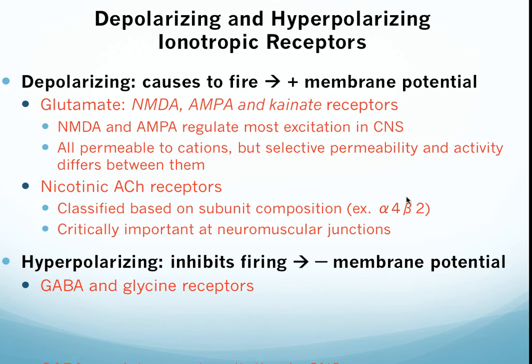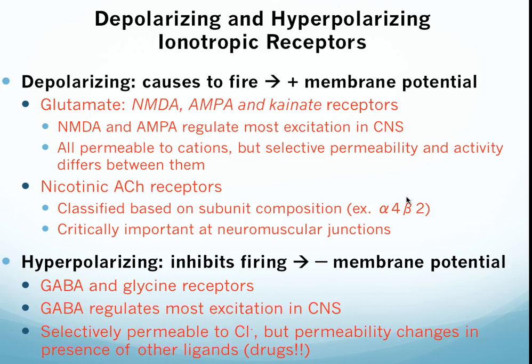So GABA and glycine are the big ones, okay? In the central nervous system, it's really GABA. Glycine is more active in the periphery. And the reason, of course, that these are hyperpolarizing, right? Unlike the glutamate receptors that allow the passage of things like sodium and calcium, the GABA receptors, okay, the major inhibitory neurotransmitter of the brain, is selectively permeable to chloride ions, okay? So when this channel opens up, it's going to allow chloride ions to pass in, okay?